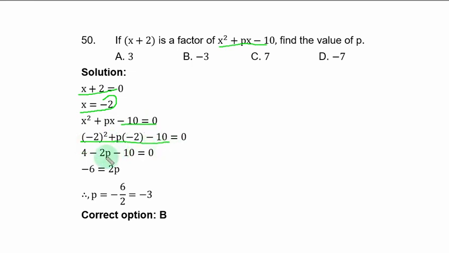When you simplify, you have this. 4 minus 10 is minus 6. You transfer minus 2p to the right hand side, you have plus 2p. Divide through by 2. P is equal to minus 3. B is the correct option.